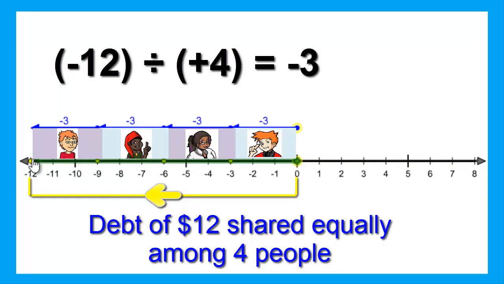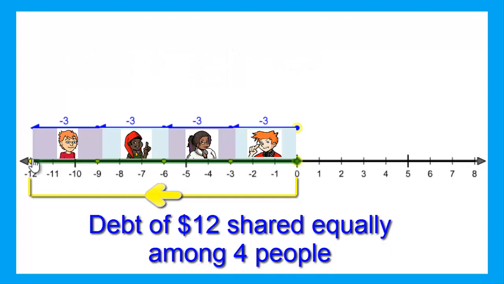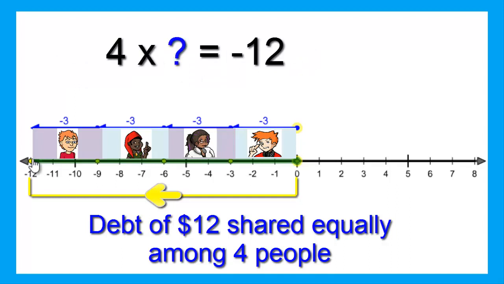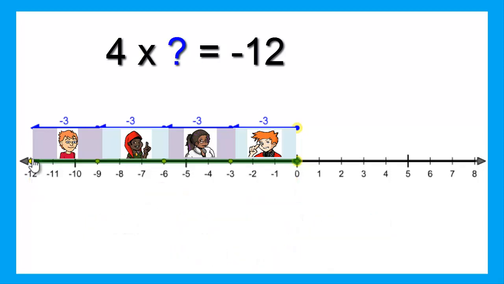Another way to solve negative 12 divided by positive 4 is to think of positive 4 multiplied by what number gives an answer of negative 12. That number would be negative 3. Each division question can be solved using a corresponding multiplication fact family.